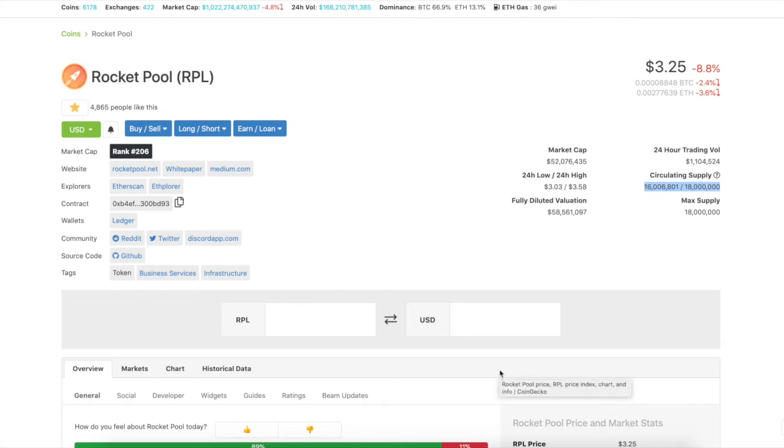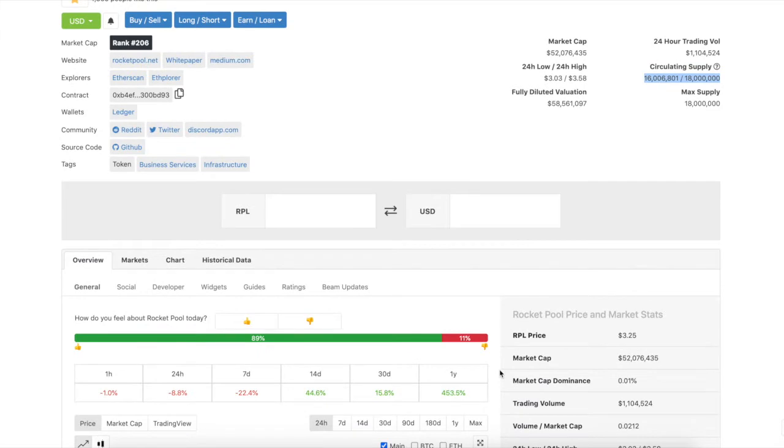Today we're going to teach you how to stake on Ethereum without actually having to have 32 ETH. And hint, hint, it has something to do with the project we're looking at right now, RPL, Rocketpool. What is Rocketpool? Well, first off, it's a really cool name. Kudos to the guy who created the name, because that's one of the best names ever.